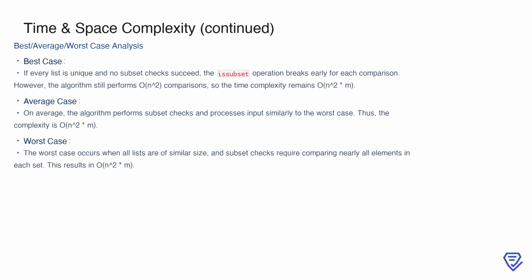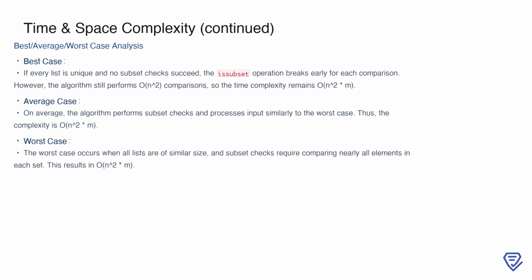In the best case, every list of favorite companies is unique, and no subset checks succeed. While this might allow the subset checks to terminate early in some cases, the algorithm still performs O(n^2) comparisons overall, and each comparison costs up to O(m). Thus, even in the best case, the time complexity remains O(n^2 * m).